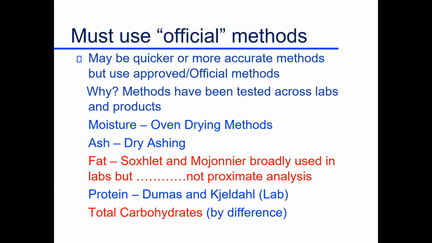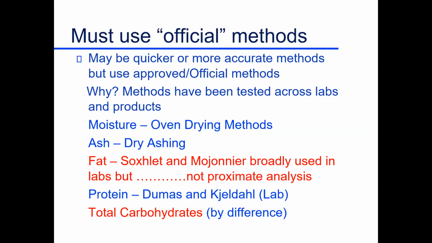Fat, you've done fatty acids. Have you done fat totally by Soxhlet or Mojonnier here? Okay. That'd be a whole semester, right? Like I say, these can be used, except they're not for total fat. Protein, Dumas and Kjeldahl, which you will do or have done in the laboratory. And then, if you've done all the rest, you get total carbohydrates by difference. So these are the preferred methodologies: oven drying, dry ashing, and for fat, it's done by fatty acids, but I'll give you a little more detail on that.